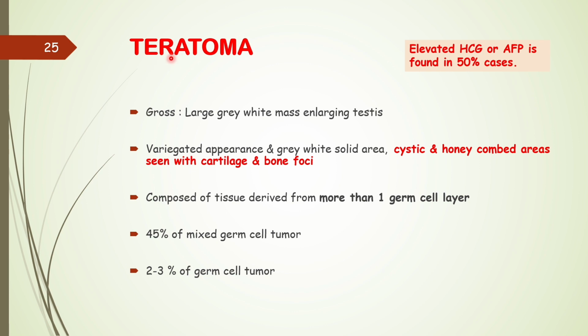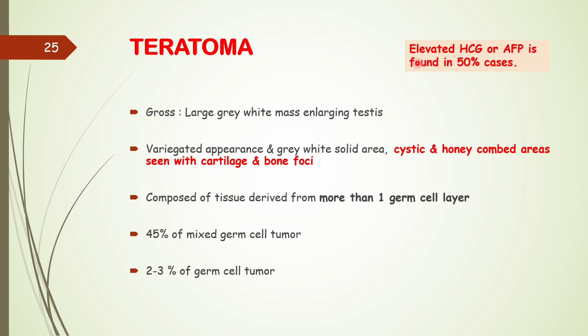So what is teratoma? Teratoma means a tumor composed of tissue derived from more than one germ cell layer. Now, if you see all other tumors in our body, they arise from one germ cell layer, not more than one. Here, you could have tissue from the ectoderm, that is skin. You could have tissue from the mesoderm. You could have tissue from the endoderm, meaning you can have GI epithelium, respiratory epithelium. You could have neural tissue. You could have bone, cartilage, all types of tissue in one tumor. That's because they are arising from more than one germ cell layer, and that type of tumor is known as teratoma. And classically, it shows elevated HCG or AFP that is found in 50% of cases.